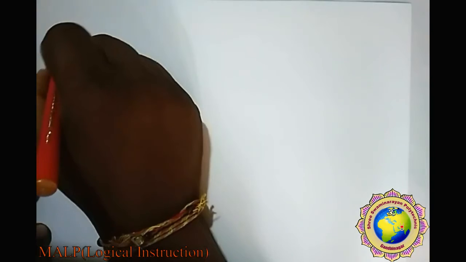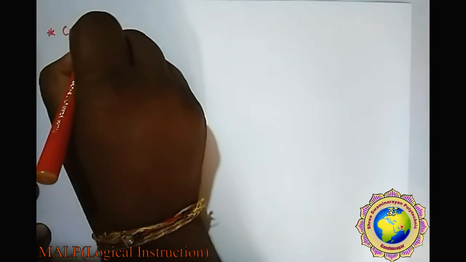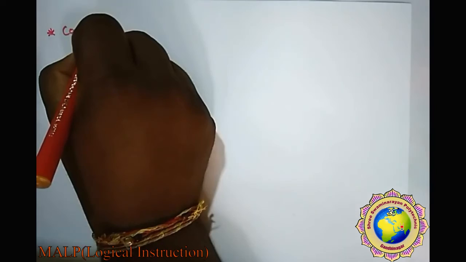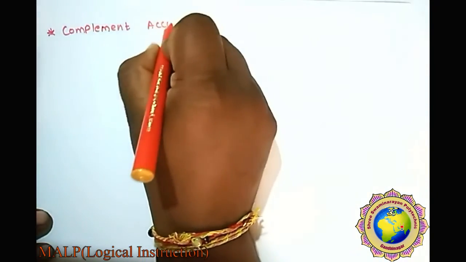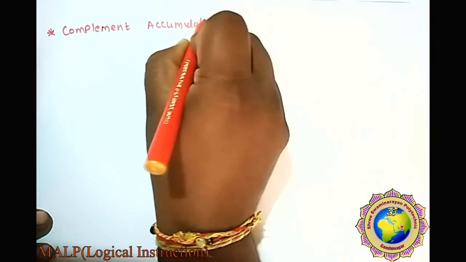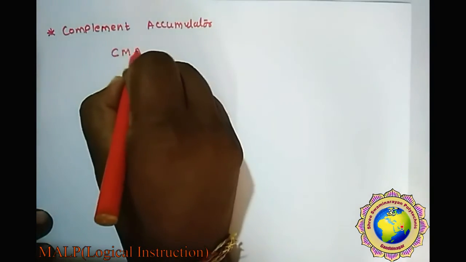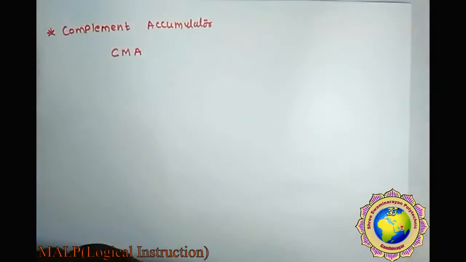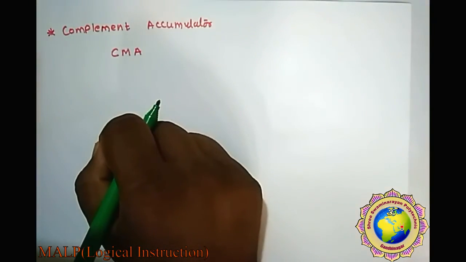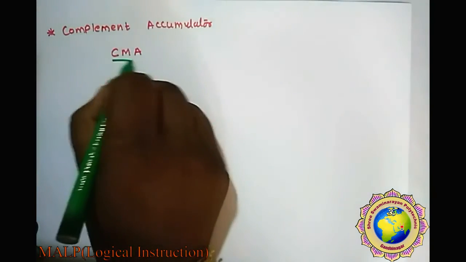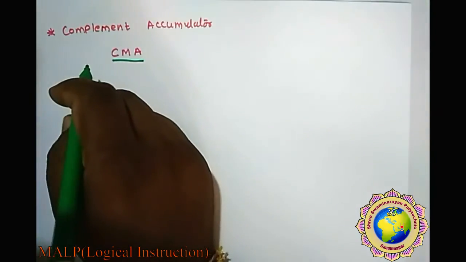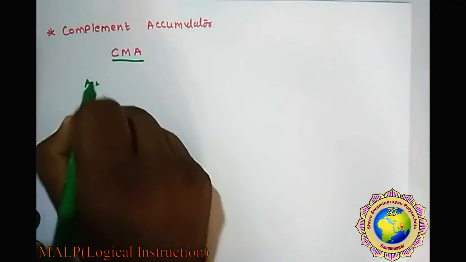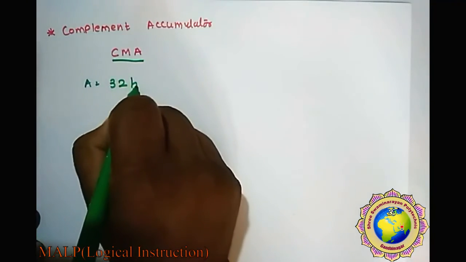And the last is complement accumulator. We can complement only the accumulator. There is only one instruction, and that is CMA. This CMA performs only the complement of the value of the accumulator, and its mnemonic is only CMA. Suppose the value of A is 32H.